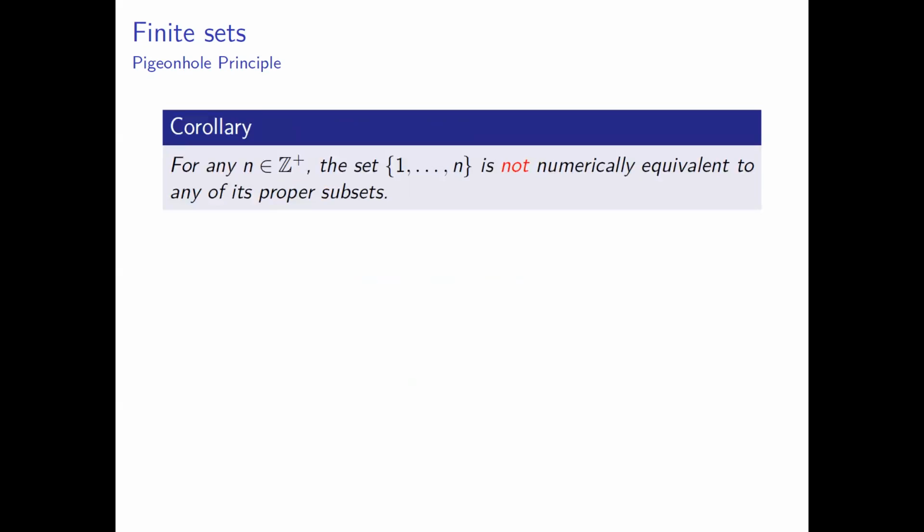Instead, we shall use the pigeonhole principle to give a proof of the following result. For any positive integer n, the set of integers from 1 to n is not numerically equivalent to any of its proper subsets. That is, for any positive integer n and for any proper subset S of the set of integers from 1 to n, S is not numerically equivalent to the set of integers from 1 to n.